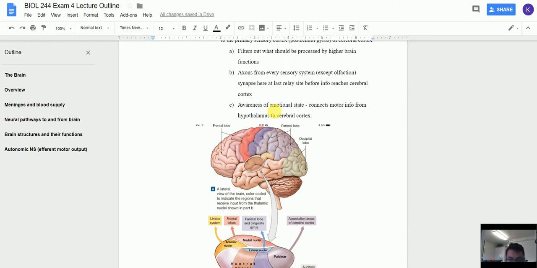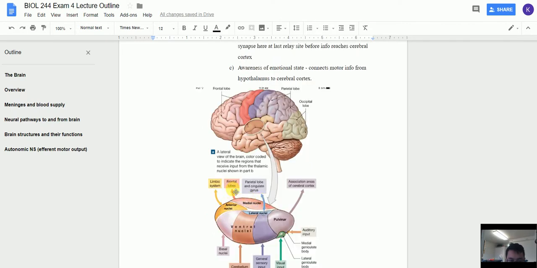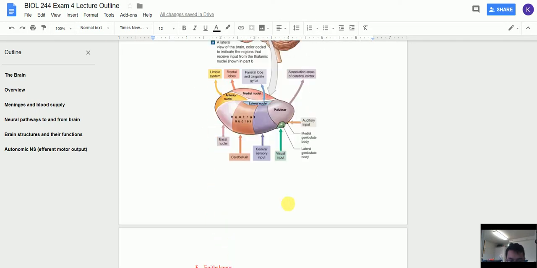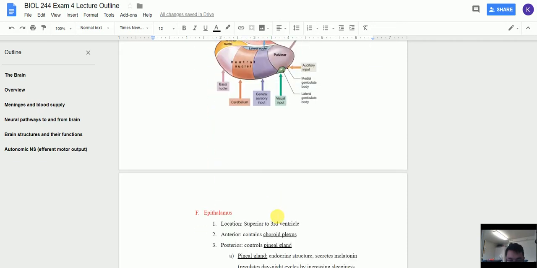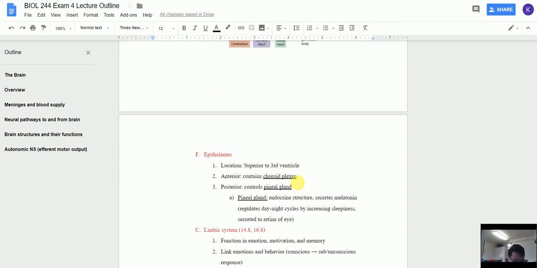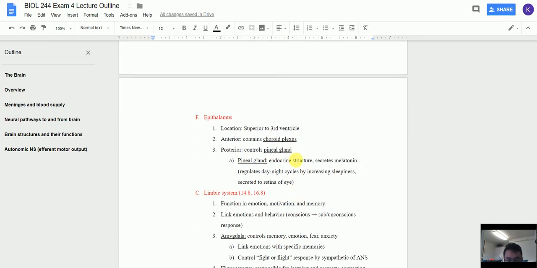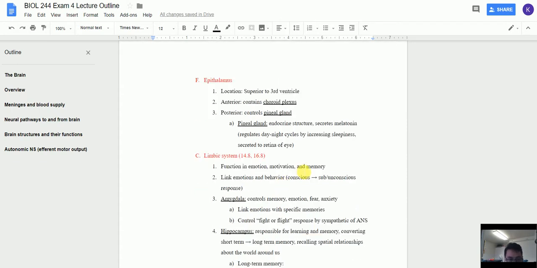Awareness of emotional states. Connects motor info from the hypothalamus to the cerebral cortex: frontal lobe, parietal lobe, limbic system, all these different lobes. If the thalamus was taken out of the brain, it would look like this. And then we have the epithalamus. It controls the third ventricle and contains the choroid plexus and the pineal gland, endocrine structures secreting melatonin, regulating day and night cycles by increasing sleepiness, or secreted to the retina of the eyes.